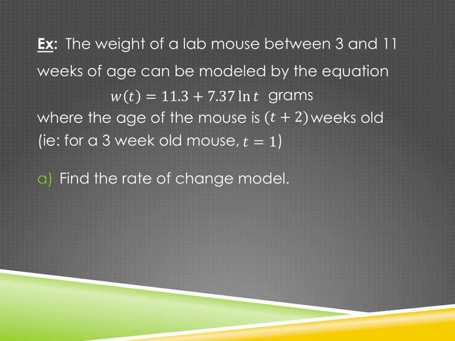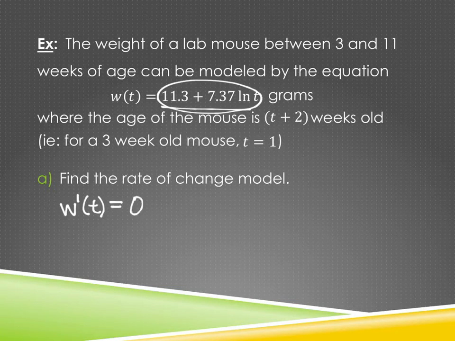So the first thing to remember is that rate of change means derivatives. That's exactly what we're learning how to do with these simple rules in sections 3.1 and 3.2, derivatives. So we're going to find W prime of t for this equation. 11.3 is a constant. What is the derivative of 11.3? 0. I'm going to write it because I want to make sure you've seen that I did it. It didn't just go away. It went away for a purpose.